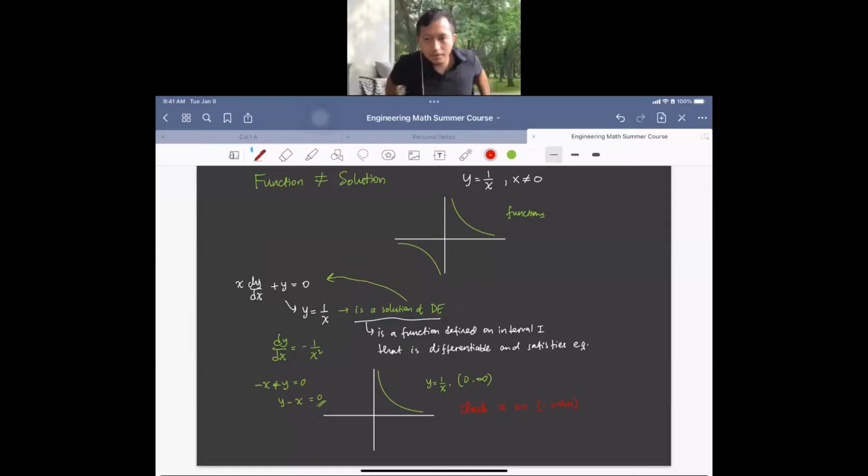Okay, I think we can continue. So, from what we have, to find a solution, or the solution itself, it can be more than one. It can be a family of solutions. It can be a solution curve that we can design.